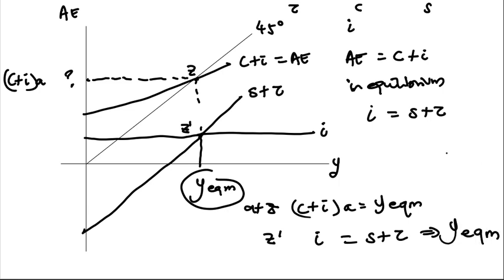Now if you look here at Z, this is the equilibrium point using the expenditure approach. At Z prime, this is the equilibrium point using the injection and leakage approach. So we can see that the two approaches or two methods must yield the same results.